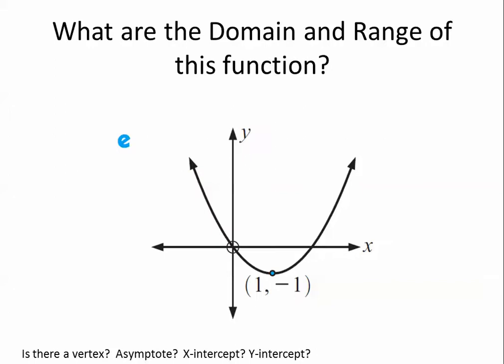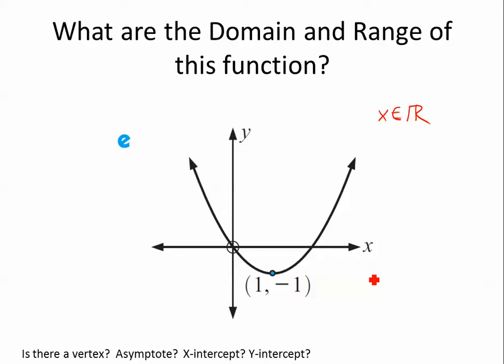Okay, so what are the domain and range of this function? Let's do domain first. Does it go to the right forever and ever? Why, yes it does. Does it go to the left forever and ever? Why, yes it does. What does that mean? It means that x can be anything of the set of real numbers. You say, but doesn't it stop here? Well, going to the right and left? No, it doesn't. Domain is just the right and left. It's not the up and down.